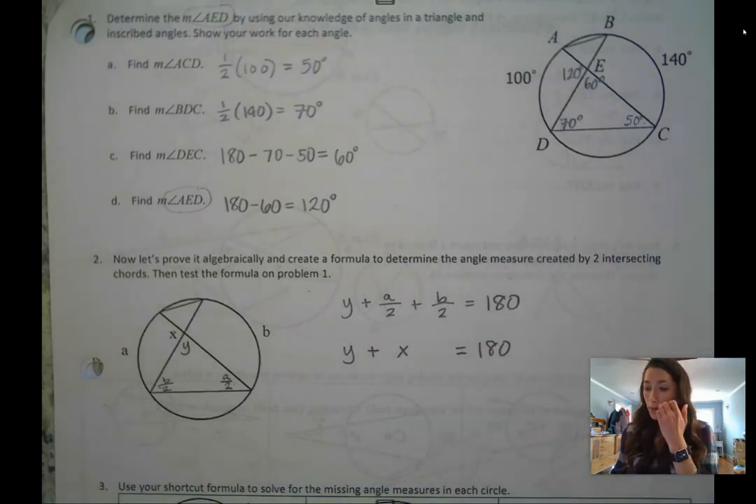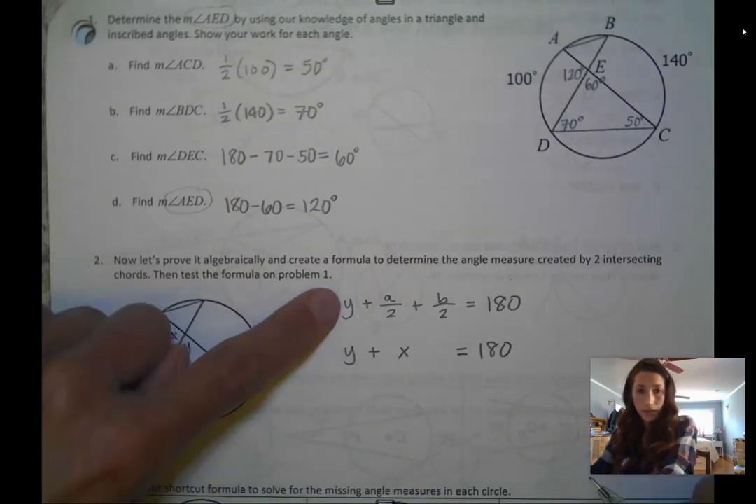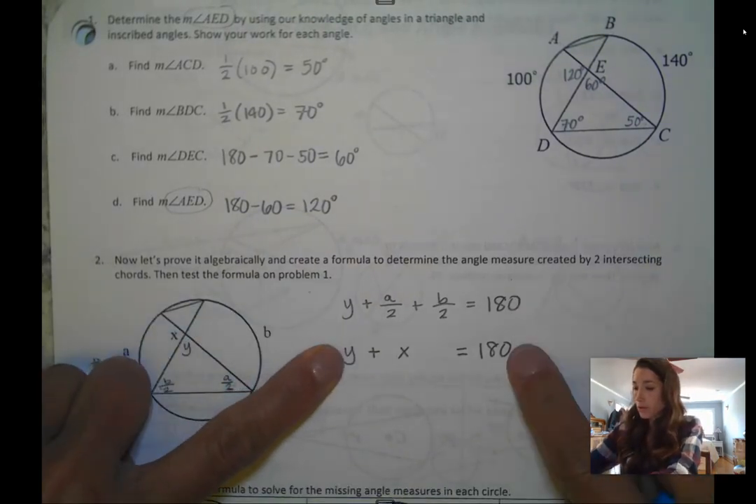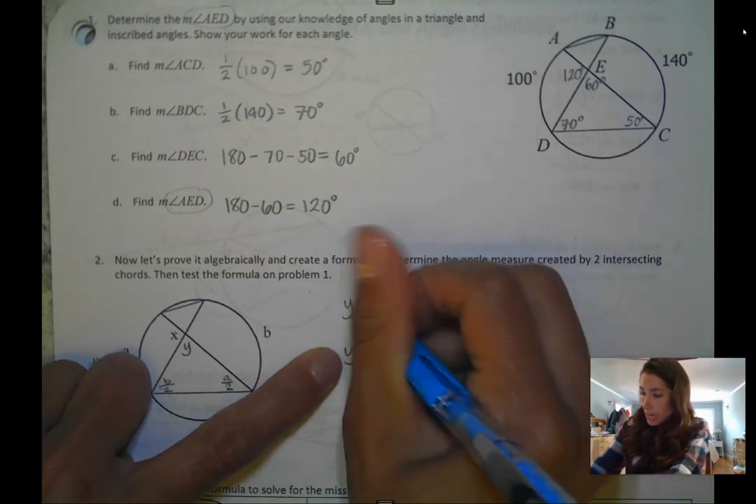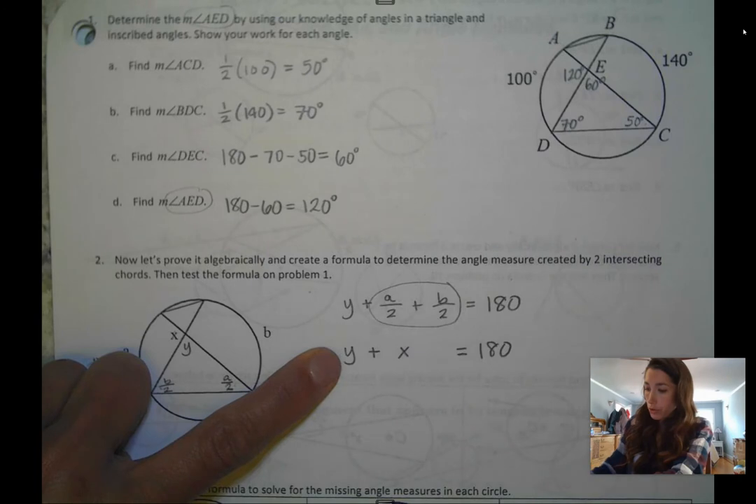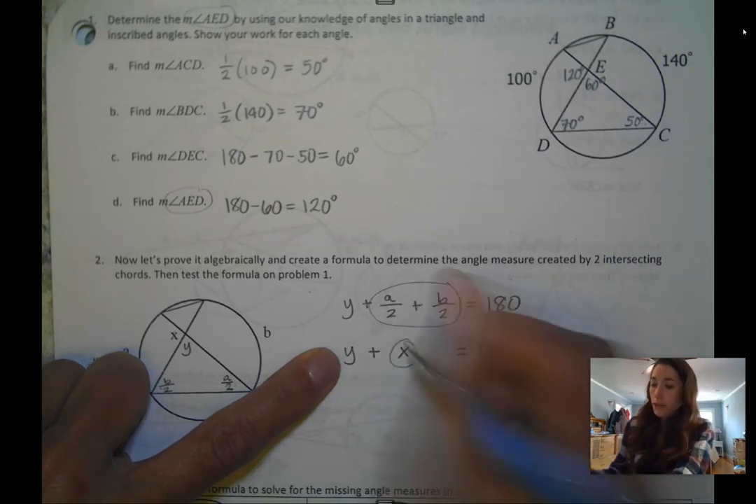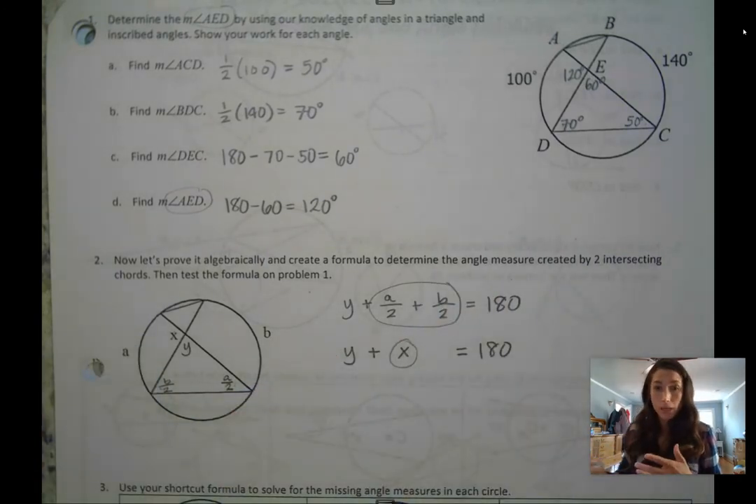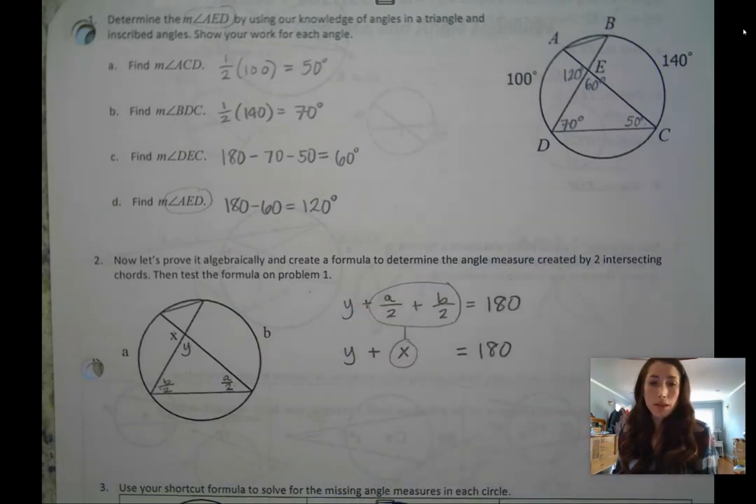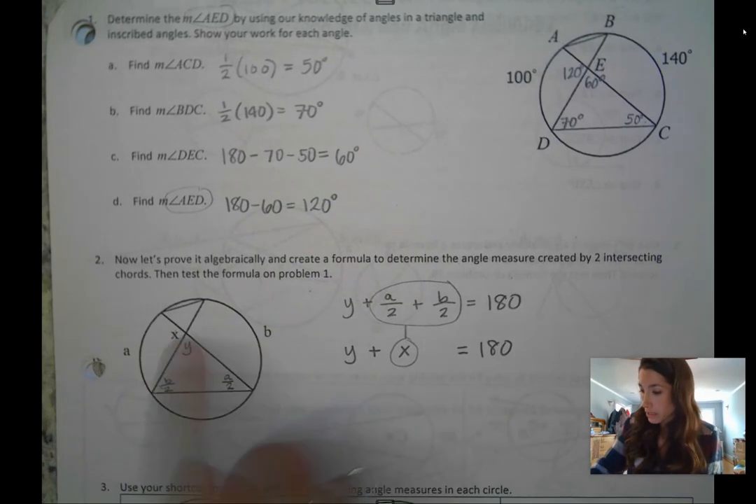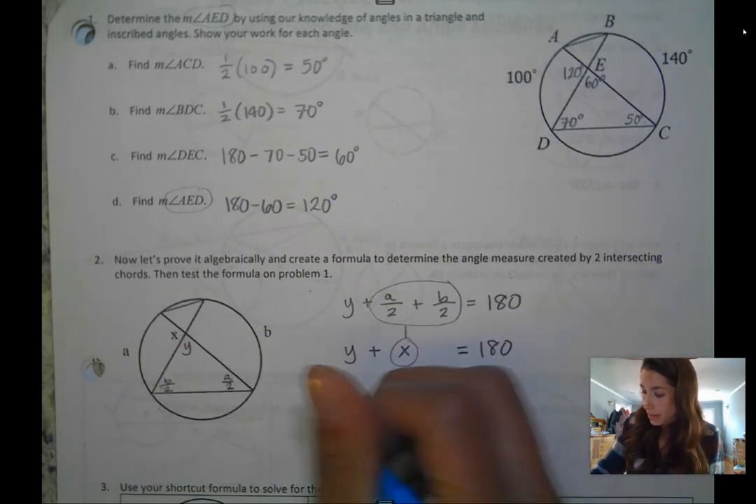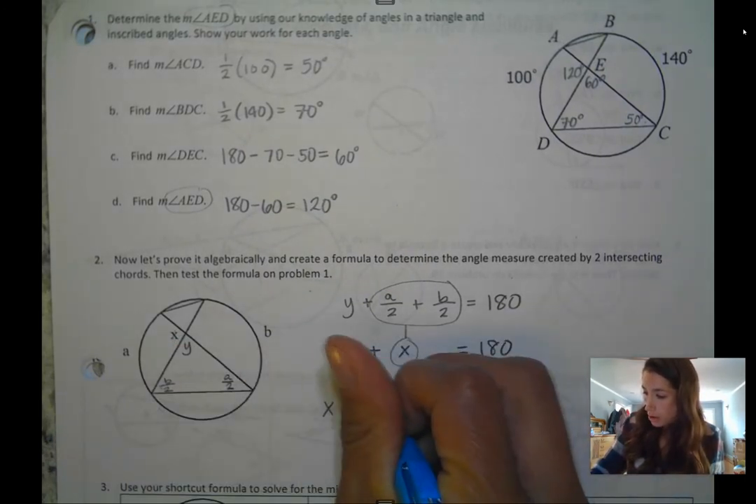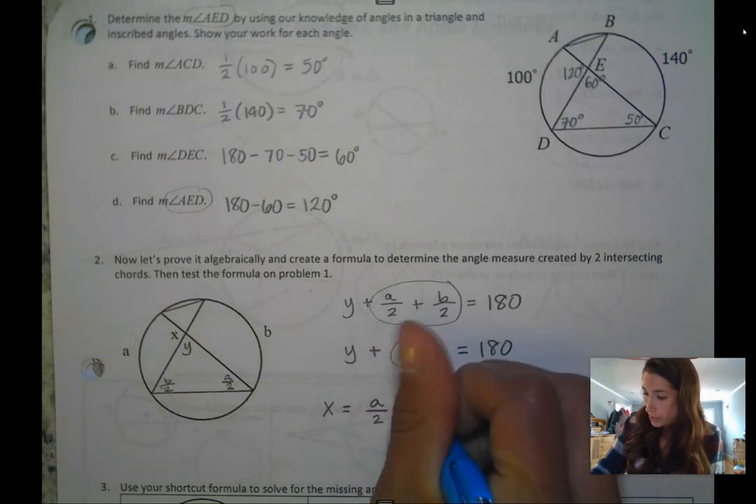Now if I look at my two statements, both of these statements have Y in common, and both have the 180 in common. So therefore, this A over 2 plus B over 2 has to be equal to this value here, X. We should be able to substitute them in for one another in the equations, okay? So let's solve this in terms of X. X equals A over 2 plus B over 2.